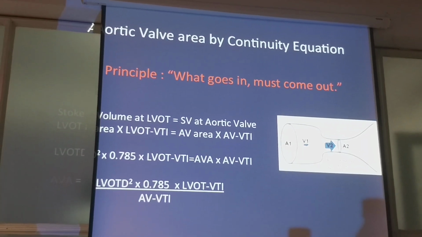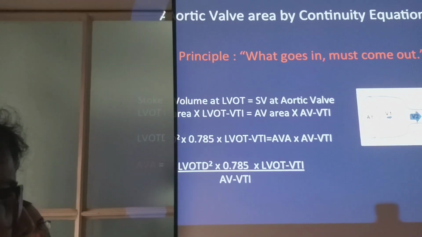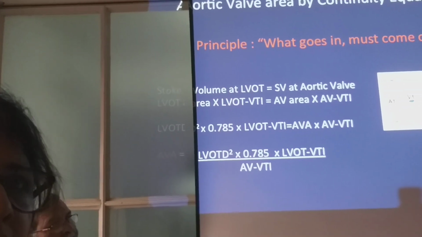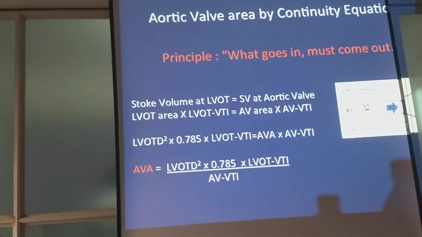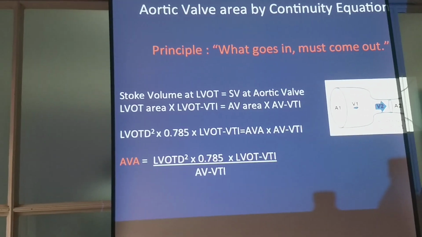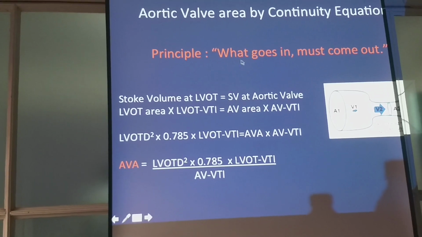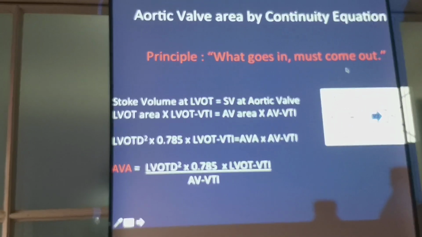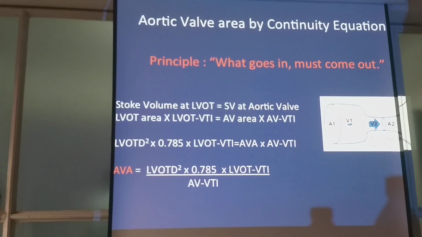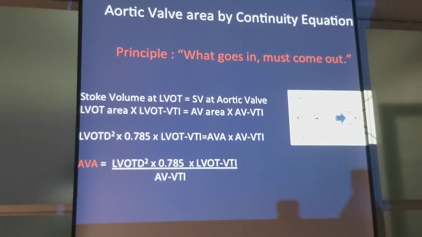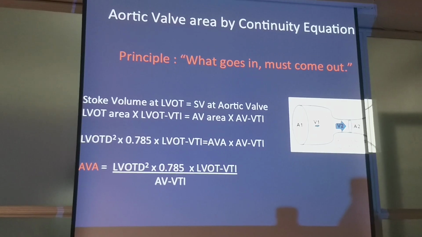Continuity equation, aortic valve area, has it been taught? Area by continuity equation, main principle is what goes in must come out. Whatever flow is going through the LV outflow tract should cross the aortic valve also.